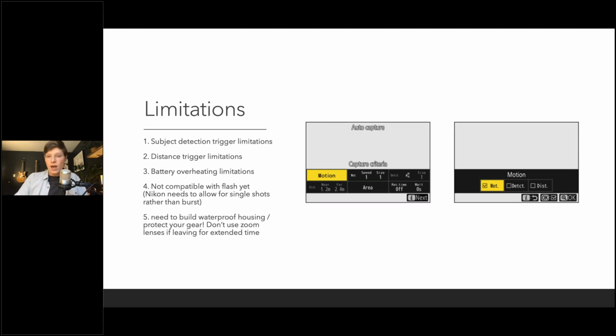Like I was saying, I just don't think subject detection is quite there yet. It's not triggering the camera properly for me. And the distance, I love that feature, but I just haven't figured out how to do it properly. You should be able to set, I want everything between a meter and 3 meters to trigger the camera to take photos, and it just hasn't been successful for me.